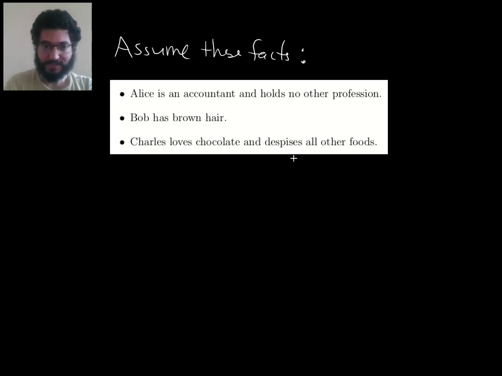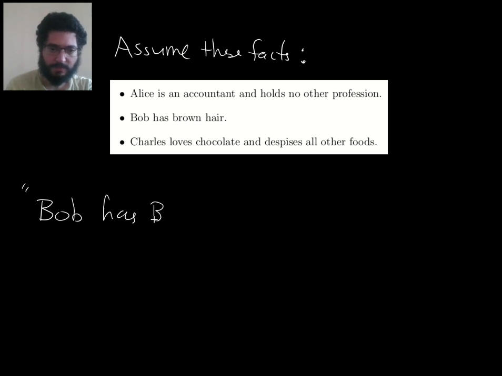So just to demonstrate, assume that you know these three independent facts about these three independent people who perhaps have never met. So assume you know that Alice is an accountant, Bob has brown hair, and Charles loves chocolate. So this is part of your quiz. Then what would you say about this? Bob has brown hair implies Charles loves chocolate.